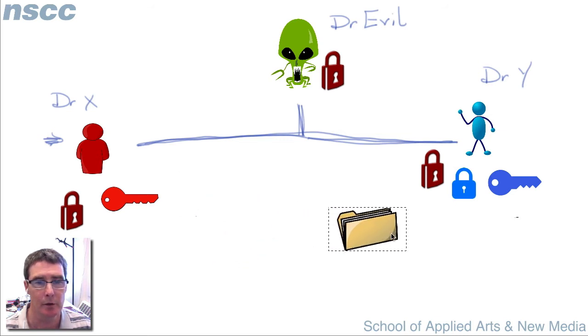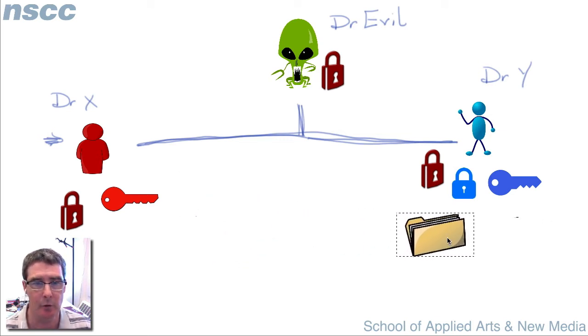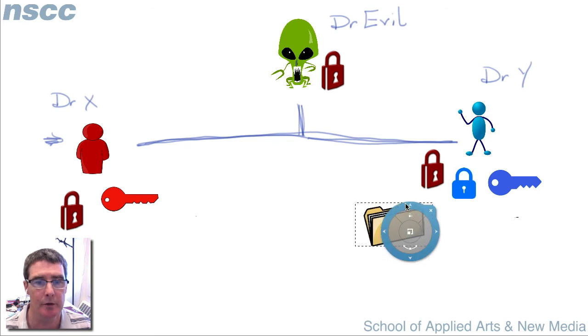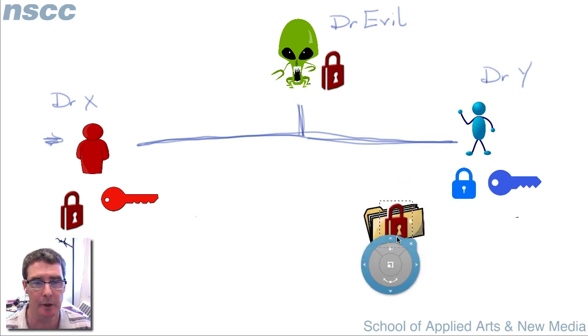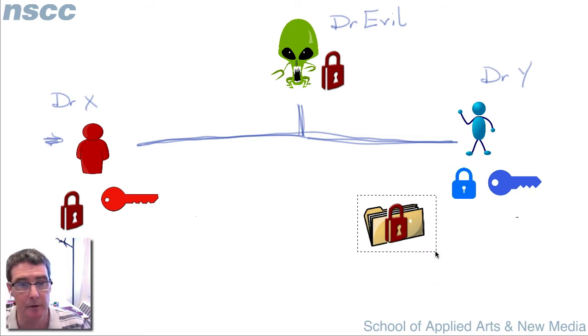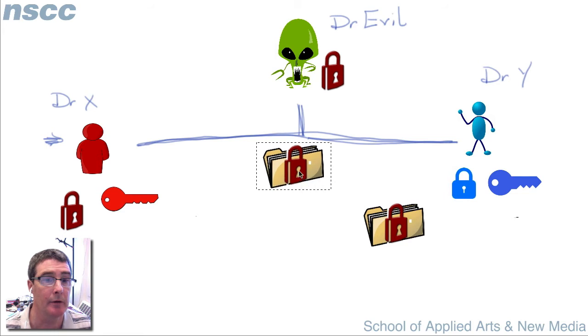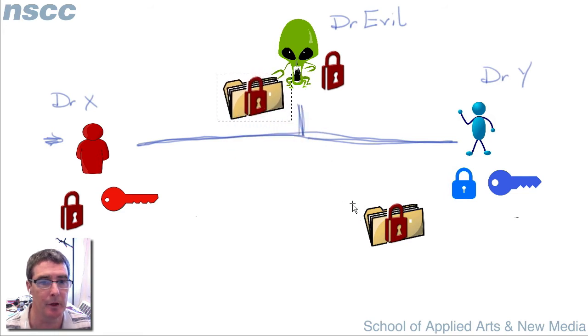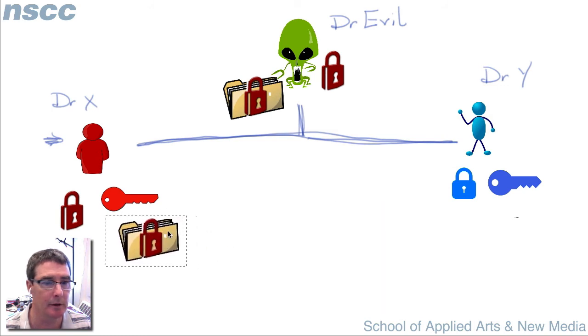Now, Dr. Y has a special message, so what Dr. Y does is take my public key, because it's going to me, and process the information with the public key, and so what we get now is ciphertext. That information is available to anyone. Dr. Evil can intercept that information, and I'll get that information.